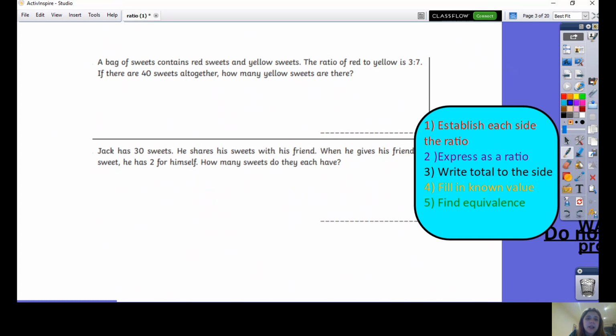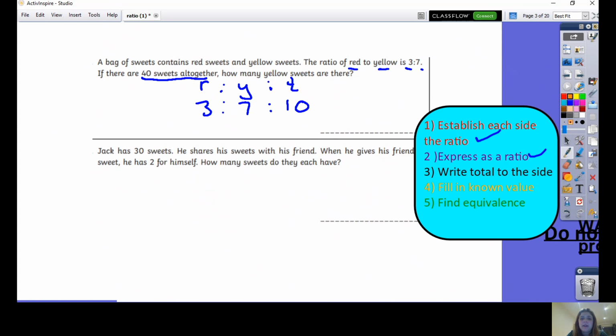A bag of sweets contains red and yellow sweets. The ratio of red to yellow is 3 to 7. So I'm going to put 3 here, 7 here. Establish the ratio, express the ratio. Finally, write your total to the side, which is 10. If there are 40 sweets altogether, how many yellow sweets are there?